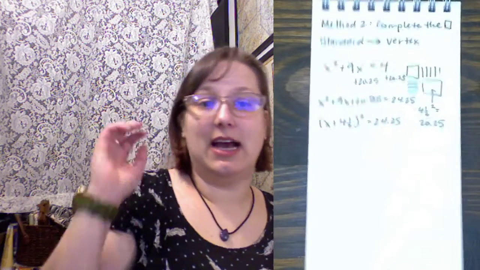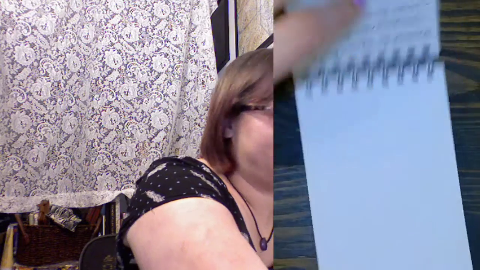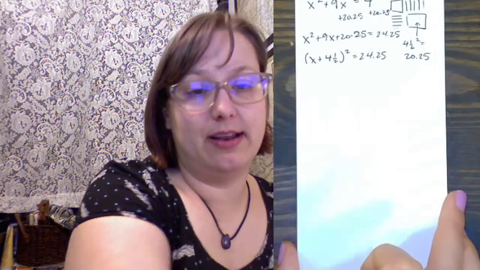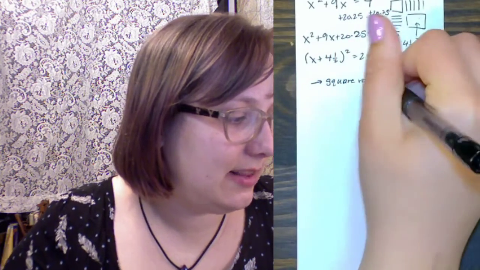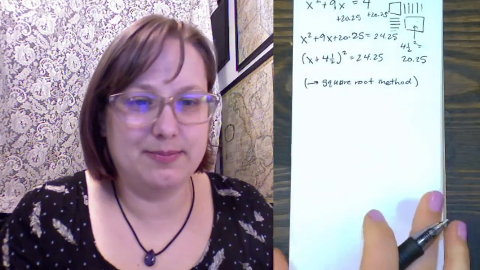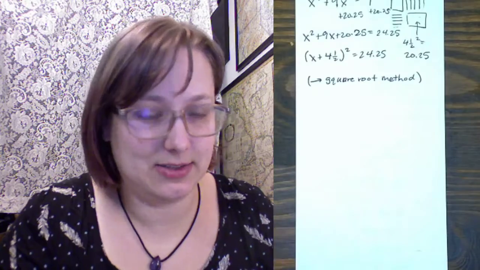Now, do you see how that looks like this problem back here without the 1 and the 4? It's this equals a number. So I'm going to basically jump down to this part and square root it. Okay, so this is where the square root method comes in. That's why I said that there's 4 methods, but there's actually really only 3, because this one is that.